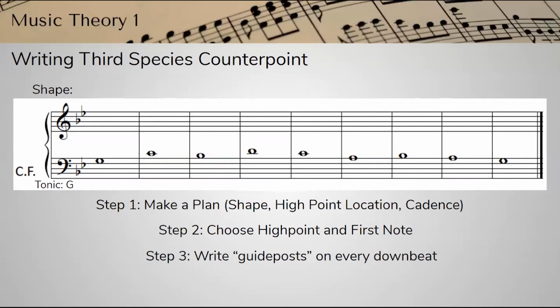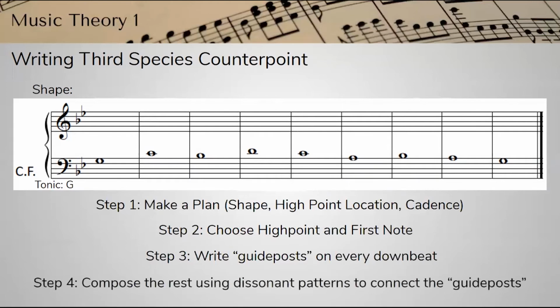That way we can give little mini goals, because it's a lot of notes to write, and you have to make sure that you're writing the right kind of patterns. So if you give yourself little tiny goals that reflect the overall direction of the line, it can help a lot with this, which I'll show you in a second how to do. And then compose the rest just like we did before, using dissonant patterns to connect those guideposts. All right, so let's talk about how to do this. I'll play the cantus firmus as I normally do, and then we'll get started on writing this.